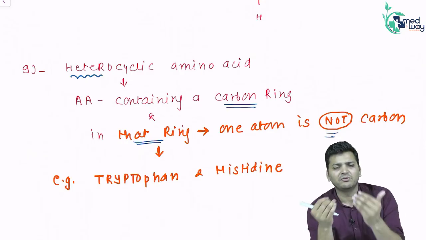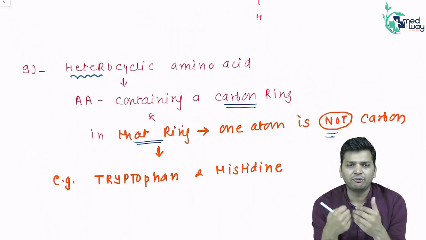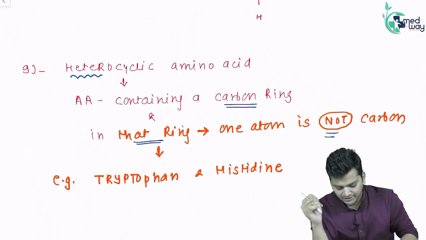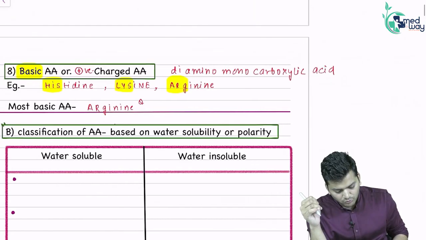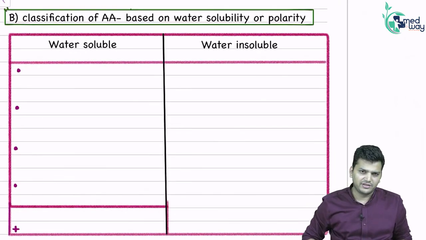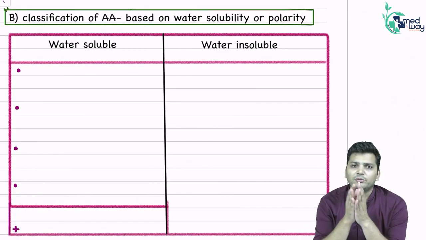This is the ninth one, and if you especially want to remember what is heterocyclic, this is the point to be remembered, right? Okay. Let's move to the second classification of amino acids. And it's a very simple classification. It is based on the water solubility.